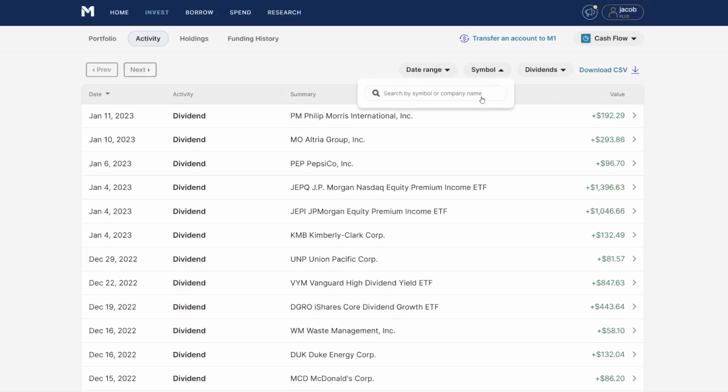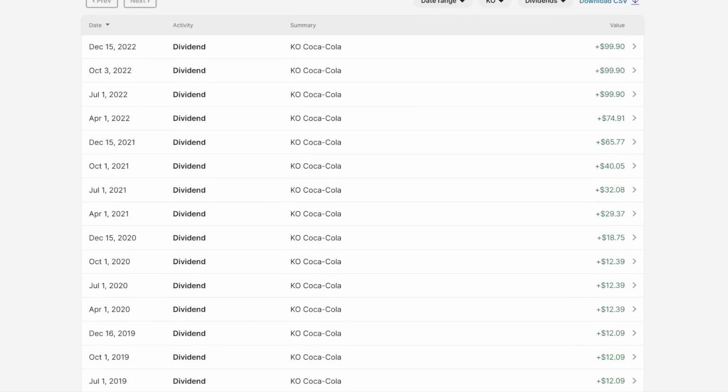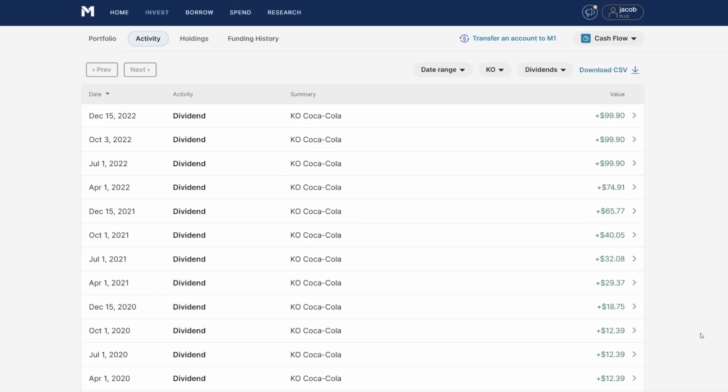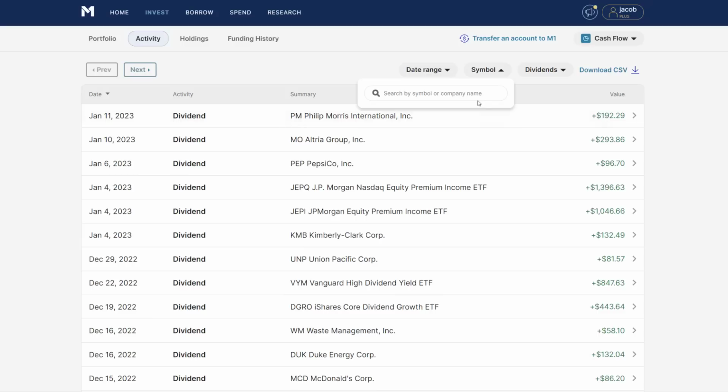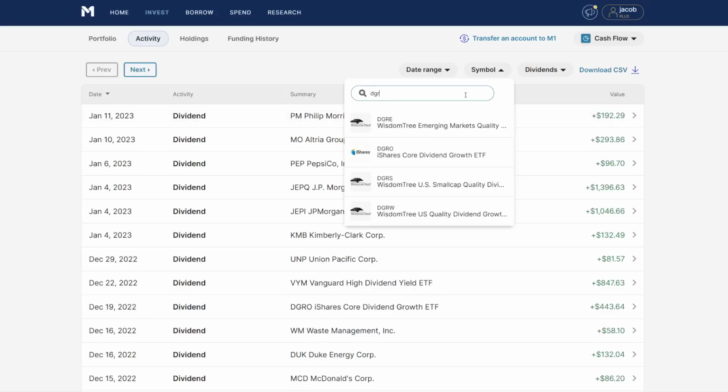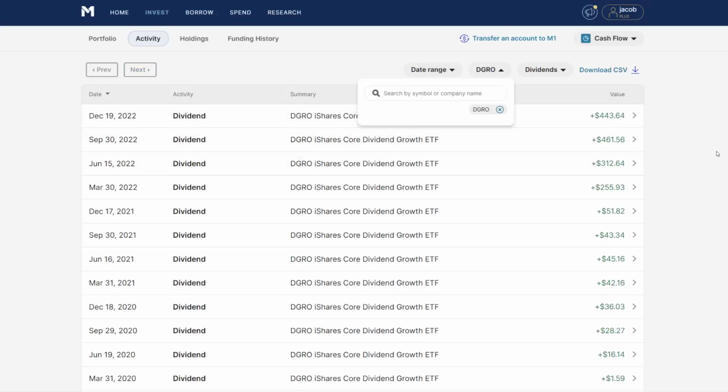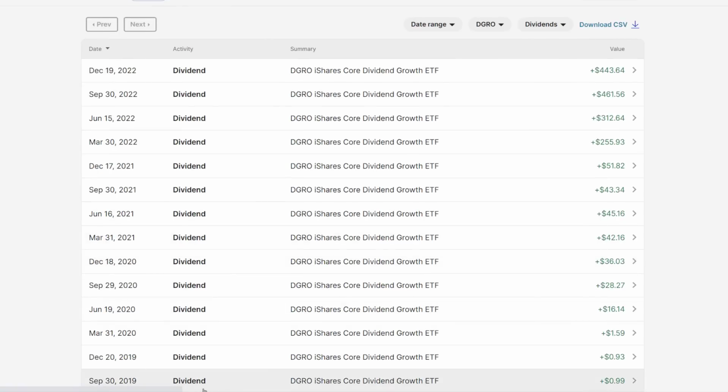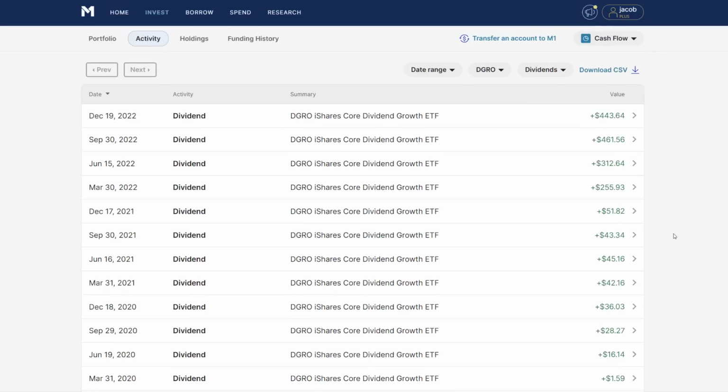Let's use another example with Coca-Cola. It's a very similar story where I started out with a small amount, and as I slowly started adding more and more, it's continued to grow. Now I'm going to show you a few dividend growth ETFs that I have in the portfolio. I look at DGRO, for example, which I've had since 2019. My first dividend from DGRO was just under $1, at 99 cents. Now, every single quarter, I'm getting over $400 in dividends from my investment in DGRO.